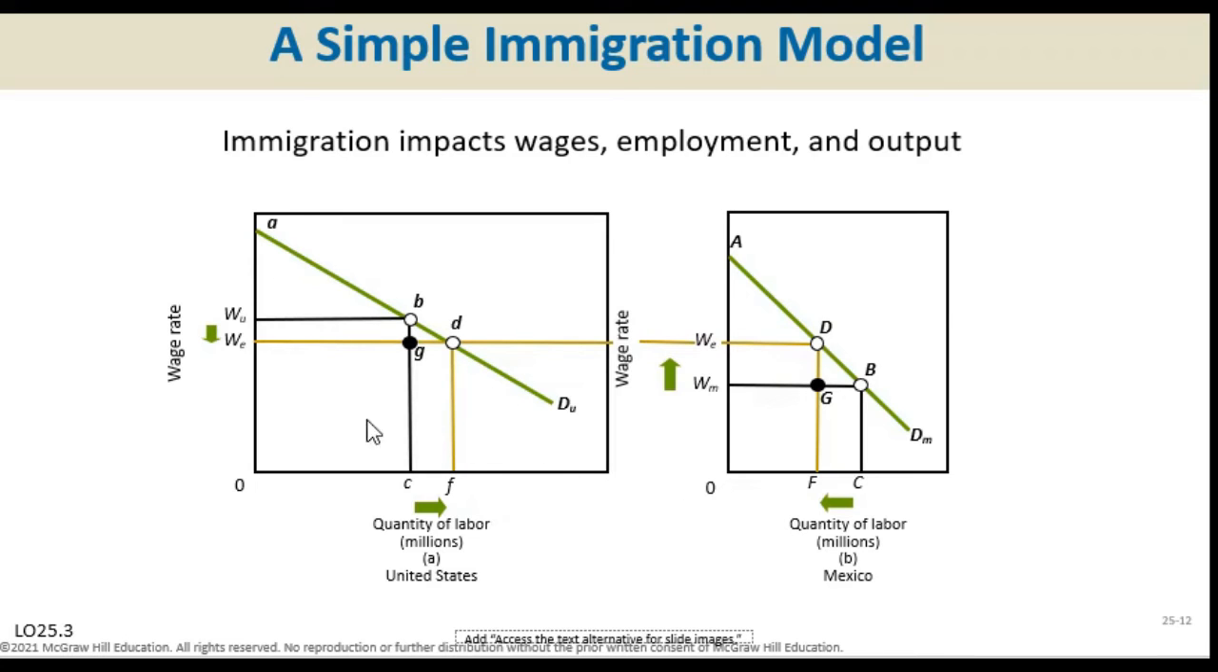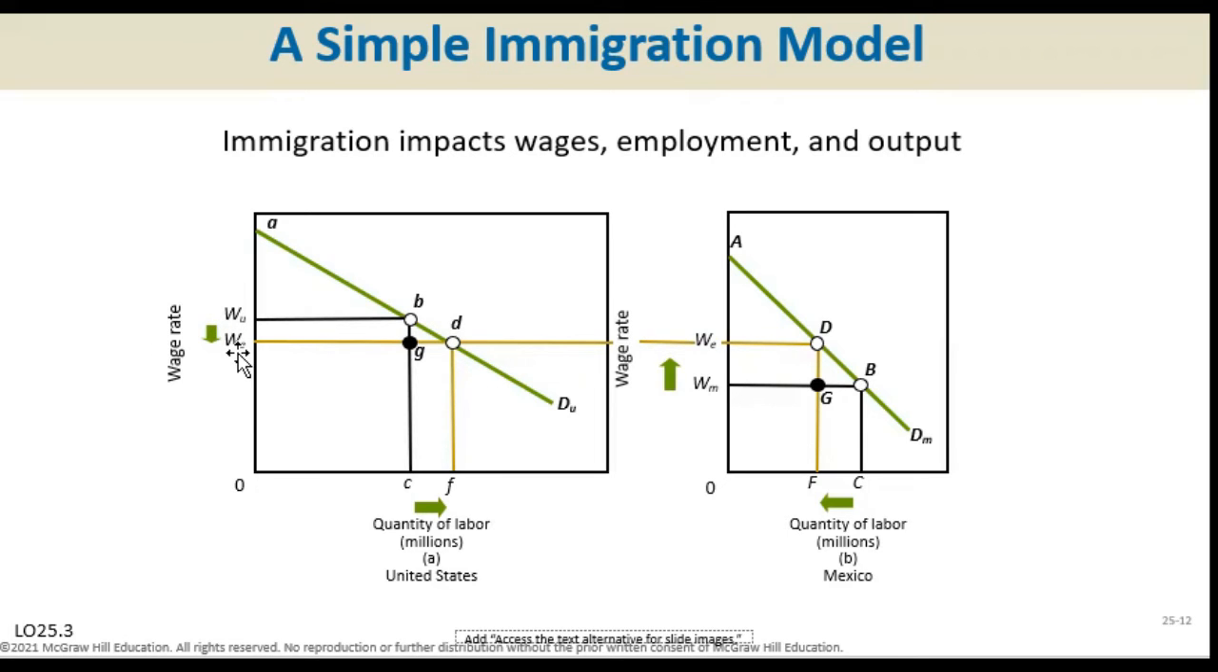So you see the demand here. So if this is the United States and you have the original wage rate being here, right? So as they get more immigrants from Mexico into the United States, that will eventually increase the quantity of labor in the United States. By doing so, the quantity of labor moves from C to F, and that puts a downward pressure on the wage rate from WU to WE.